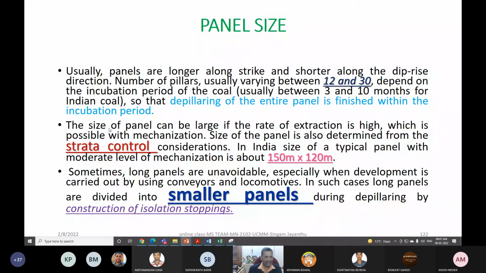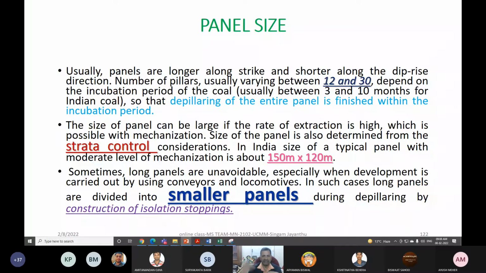Now, the size of the panel can be large if the rate of extraction is high, as you already understood, which is possible with mechanization. If it is with a continuous miner, you can get even up to 2,000, 2,500 per day, that we have been getting. And in longwall, as I already told you, with a double-ended ranging drum shearer with 100 to 150 meter face length, we were getting at the most around 3,000, 3,500. 4,000 used to be the maximum.